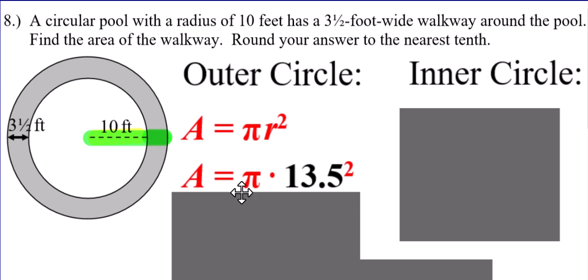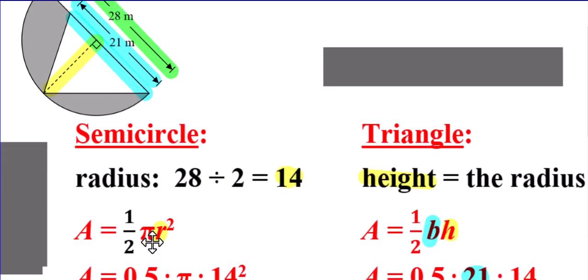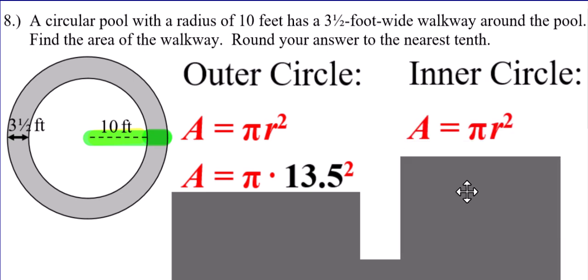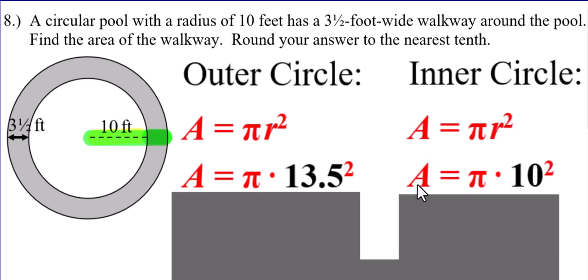Notice I am not using 1/2 this time. Why? These are not semicircles. These are full circles. So no 1/2 would be used for full circles. We only multiplied 1/2 times pi r squared when it was a semicircle. Okay, where was I? So that's what you're going to do for the outer circle. The inner circle simply just had a radius of 10.